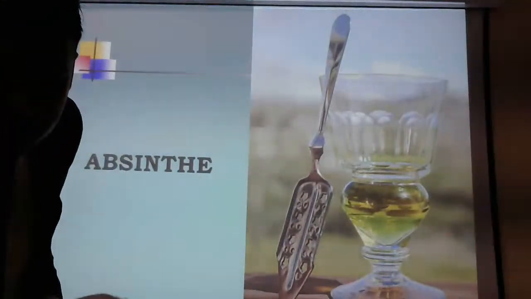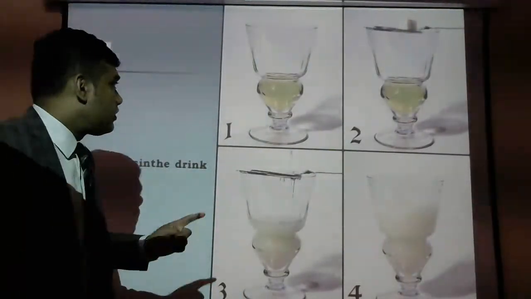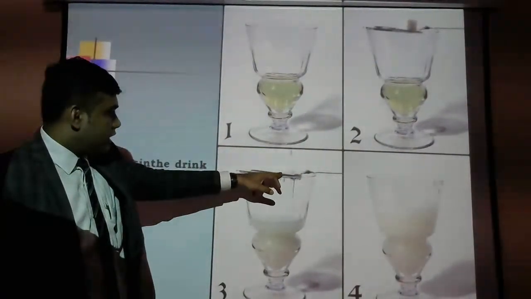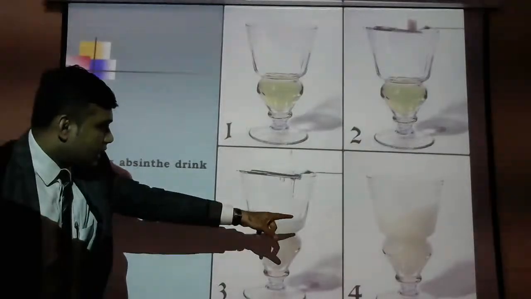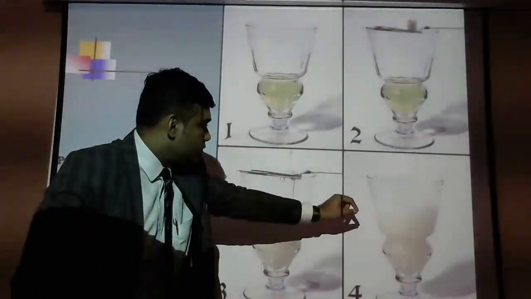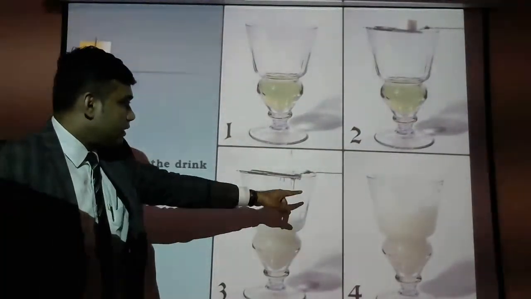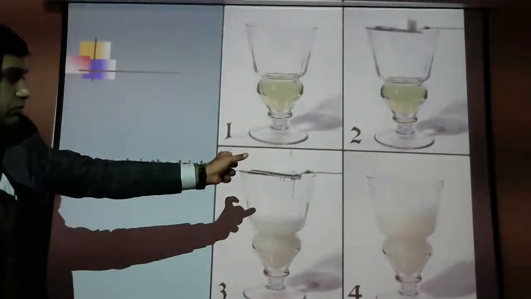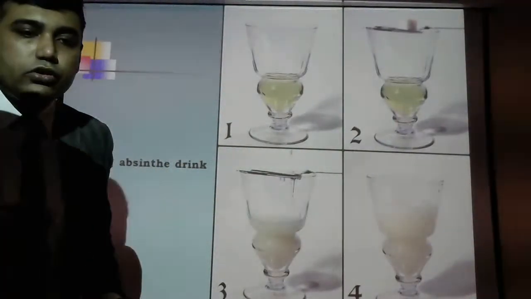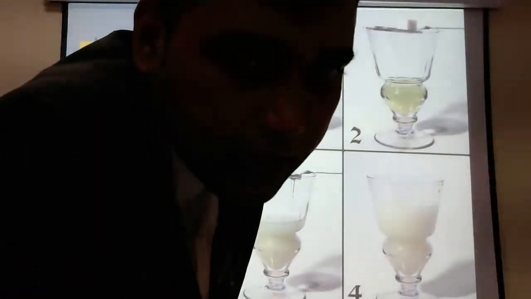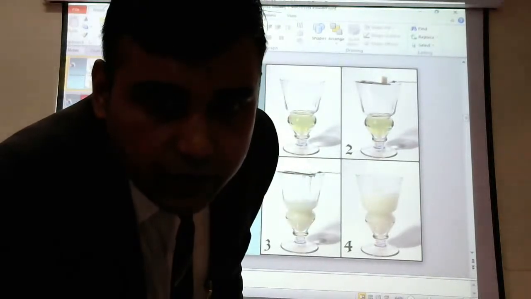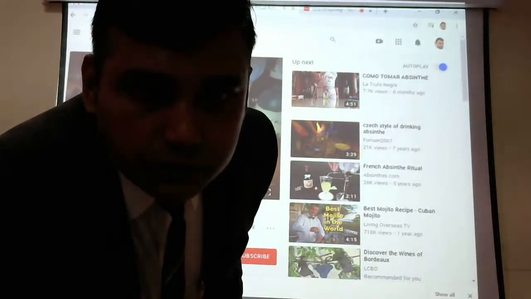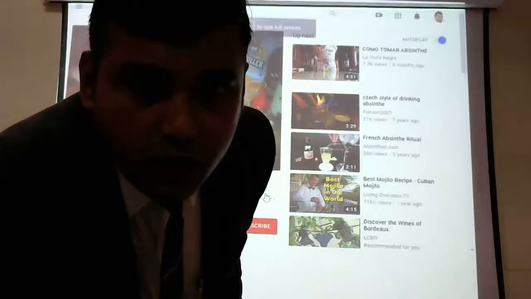Okay, so I will show you a few. Yes, it is visible. You can see the glasses and the sugar being melted and it drops down into the glass, and you add around 30 to 35 ml water from the top along with the sugar, and the drink turns like this. The green drink will turn into a light green. Okay, I will show you one video where you can see a person serving absinthe. So we will see this video, the traditional way of serving.